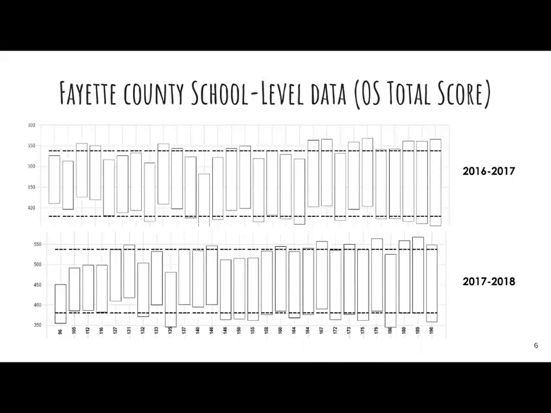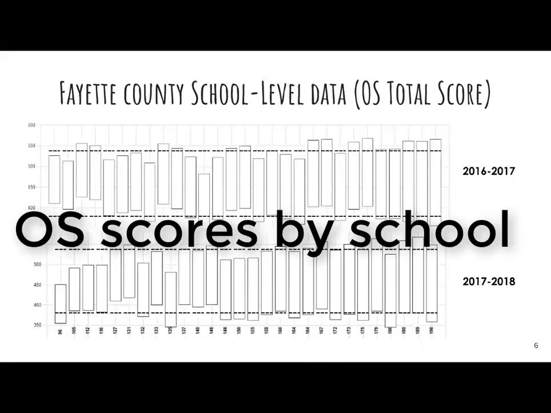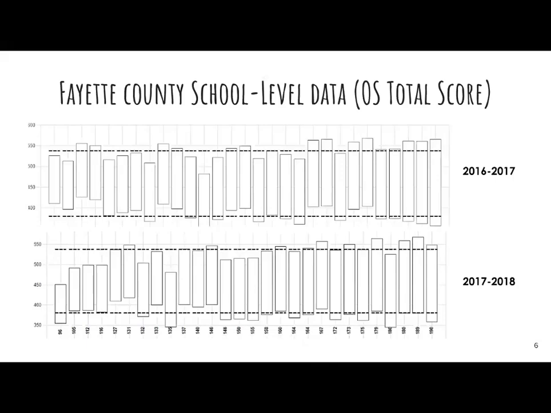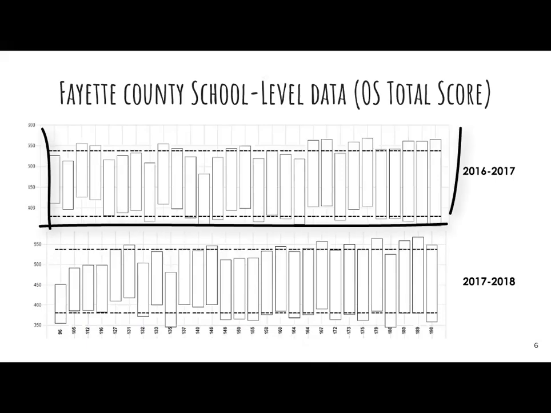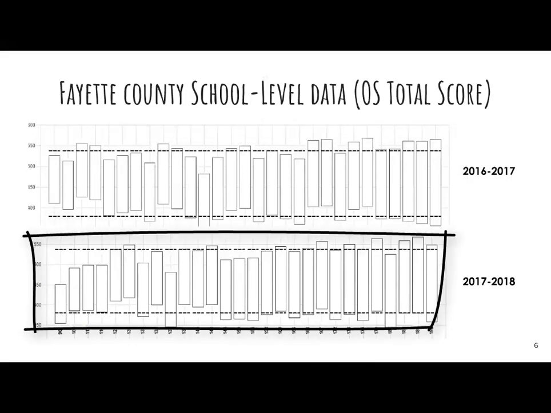So I'm going to interrupt Amy for a second here and explain these charts real quick. On here, you are looking at versions of an on-demand report on our website that is called the OS Total Scores by School Report. There are 2 different years shown on this slide. One chart is for 2016-17, and the other chart is for 2017-18.